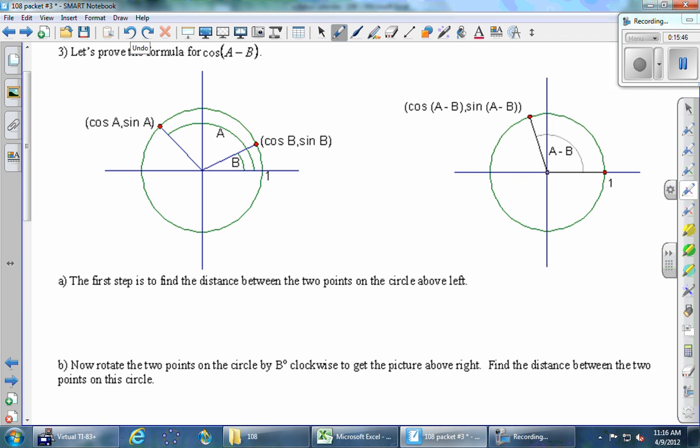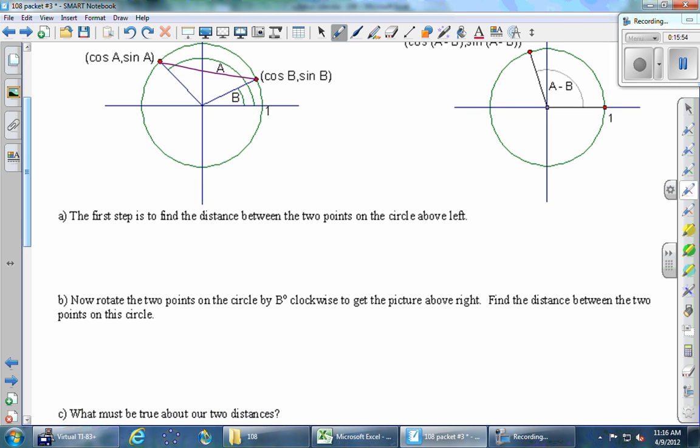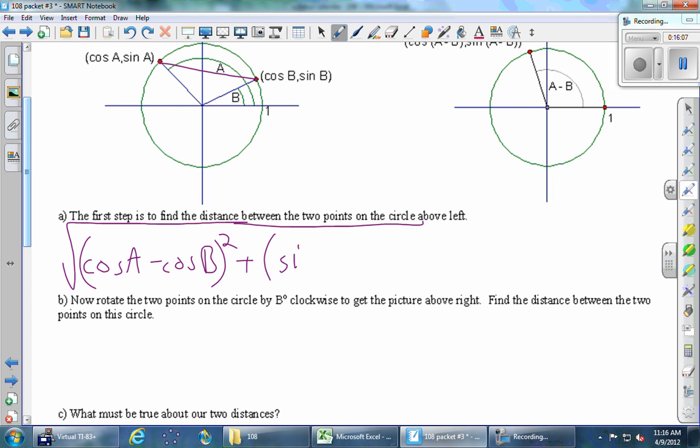All right, so here's what we're going to do. We are going to find the distance between the 2 points on the circle above left. We're going to find the straight line distance of that. And we have a distance formula, right? Big old square root, x1 minus x2, all that. So we're going to subtract those guys. Cosine A minus cosine B, subtract the x's, square, plus. Then we subtract the y's and square. And that right there is the distance between those 2 points.